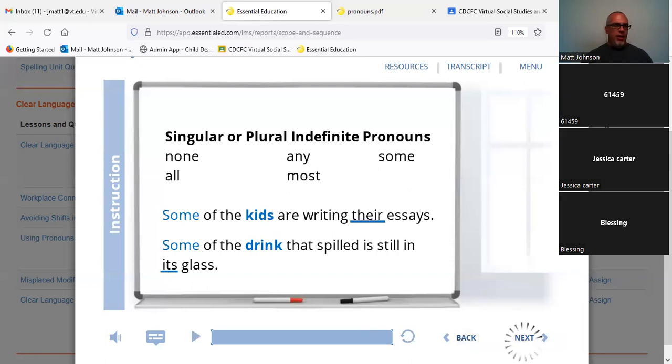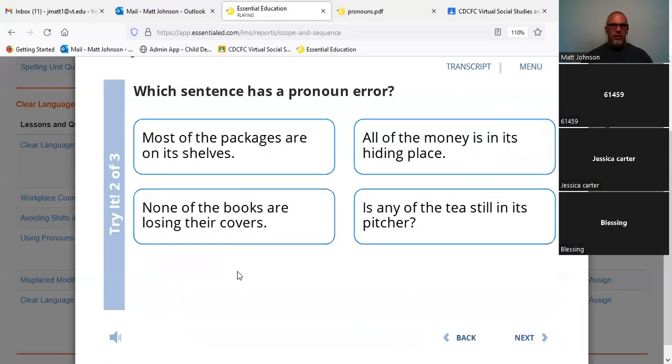So let's take a look at our next one. Which sentence has a pronoun error? Is it, most of the packages are on its shelves? All of the money is in its hiding place. None of the books are losing their covers. Is any of the tea still in its pitcher? So it's, most of the packages are on its shelves.